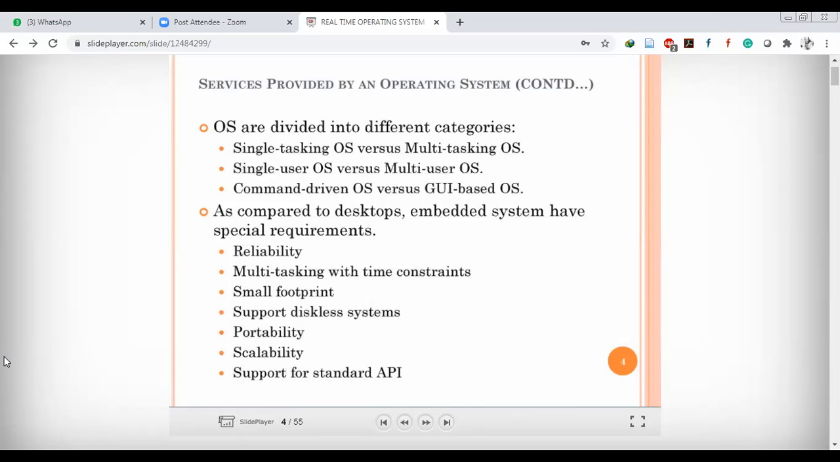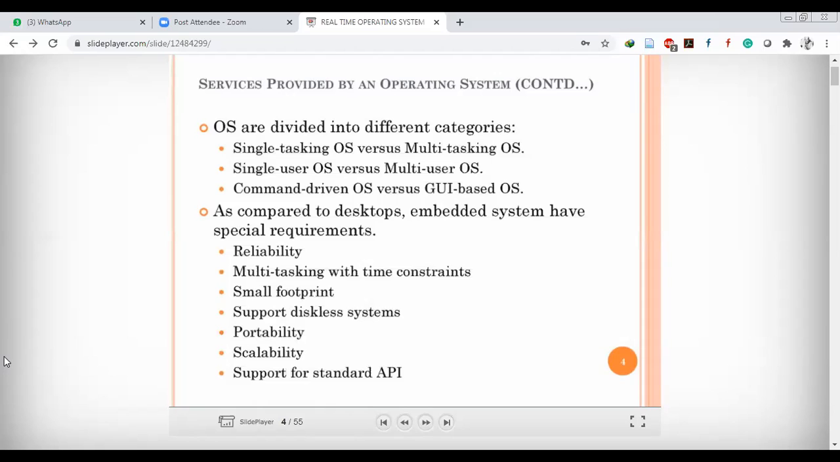Understand? The next point: as compared to desktops, embedded systems have special requirements such as reliability. That is very important. And multitasking capability with hard or soft deadlines. That is called time constraints. And the embedded system we are always expecting is compact.